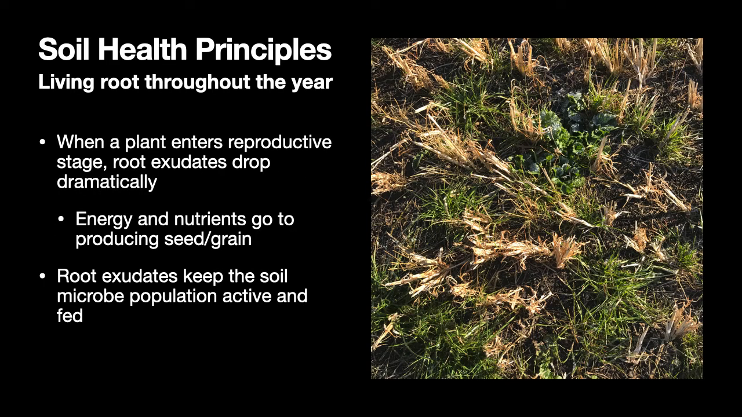When a plant enters the reproductive stage of its life, the root exudates drop dramatically. That's because the energy and nutrients, instead of going into the soil, need to be used in growth and into grain and seed production. So those root exudates, when we have something in the vegetative stage, are going to keep that microbe population in the soil active and fed. So it's going to continue releasing nutrients and finding nutrients for that plant.